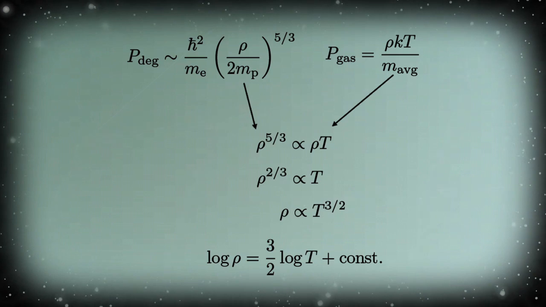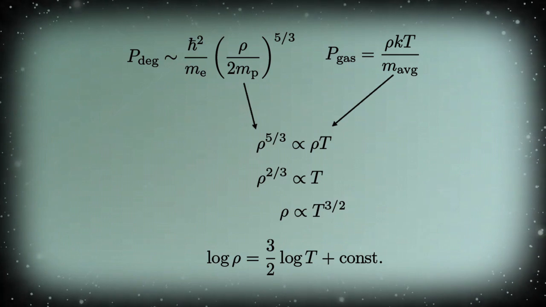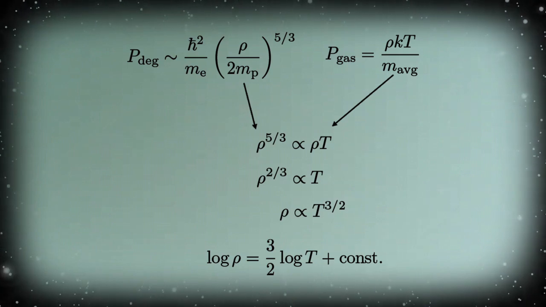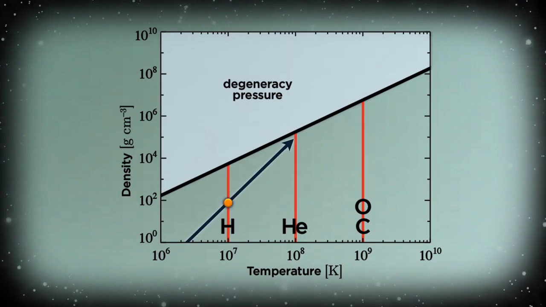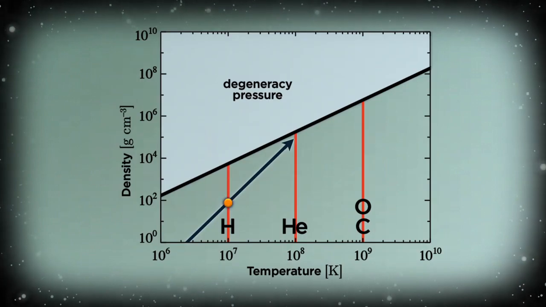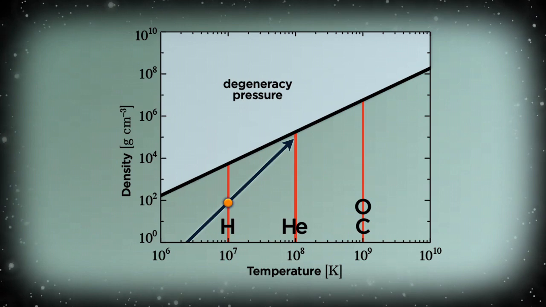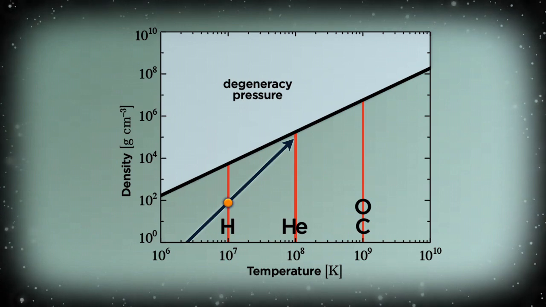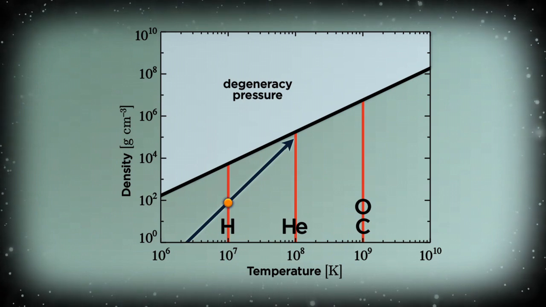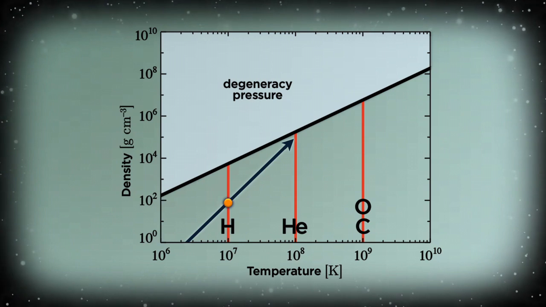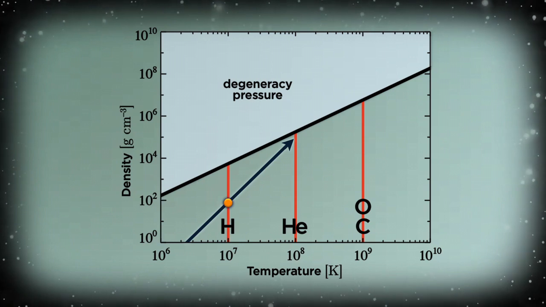To find the y-intercept, we would have needed to keep track of all the constants. When you do that, you find that the boundary line runs from about 10 to the 2 to 10 to the 8 grams per cc, as the temperature runs from 10 to the 6 to 10 to the 10. Above that boundary, degeneracy pressure dominates.